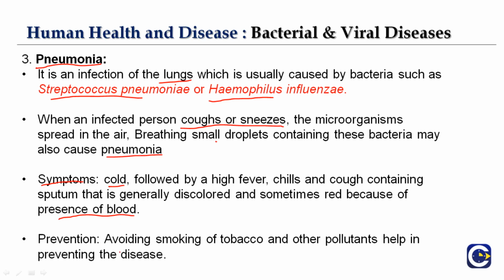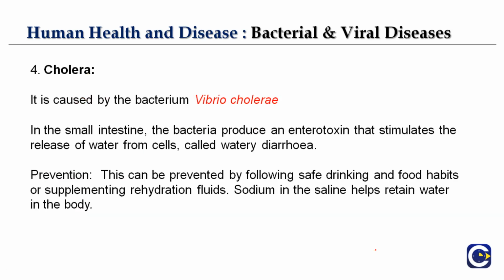Prevention. So how can you prevent this disease? Avoid smoking of tobacco and other pollutants will help in preventing the disease. And another thing, when a person is said to be infected, it's better to be away from that person because it's contagious, it's spread through air. It's an airborne disease. Okay.